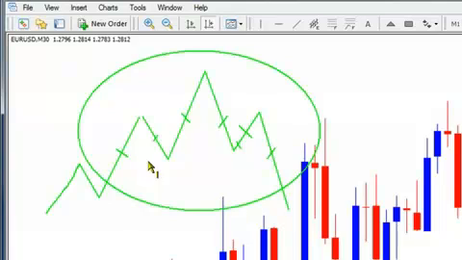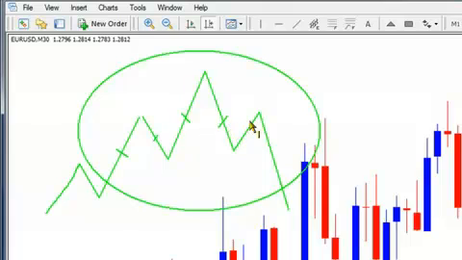Now most sites will tell you to draw a line across the neckline, which is what this is called. This is our left shoulder, our left neckline, our head, right neckline, right shoulder, and they will tell you to capture this trade after it breaks through the neckline, because that's the confirmation that we're in a downward trend. Okay, I don't believe in trading it that way.